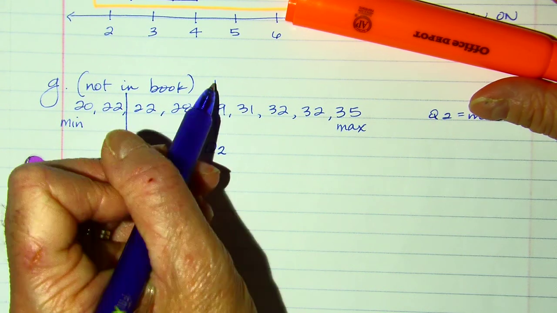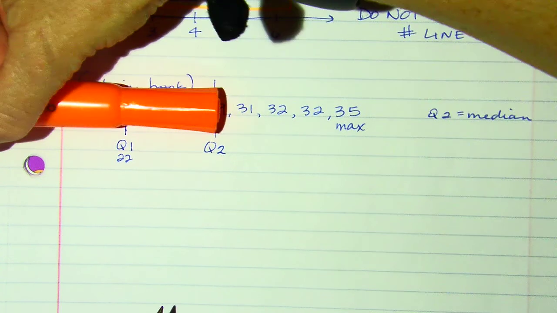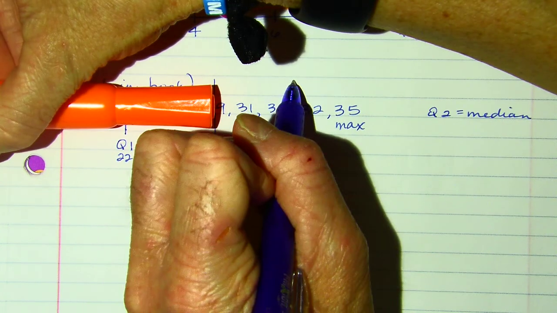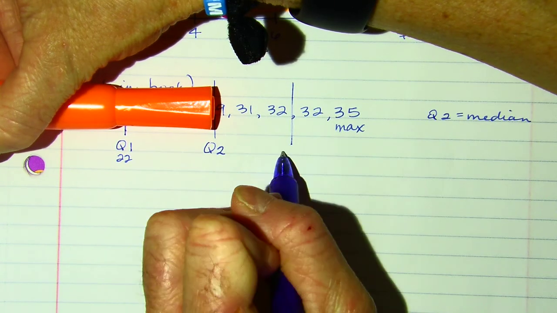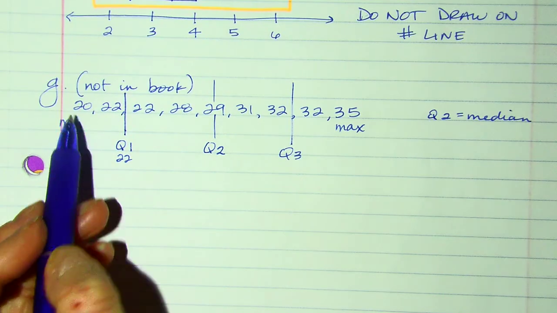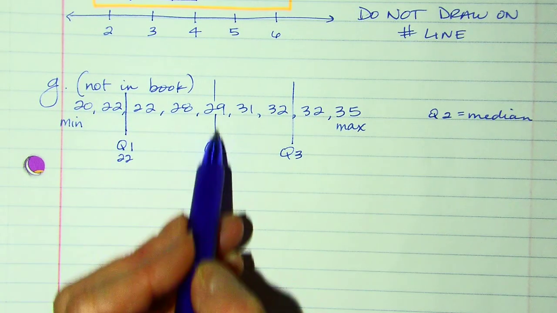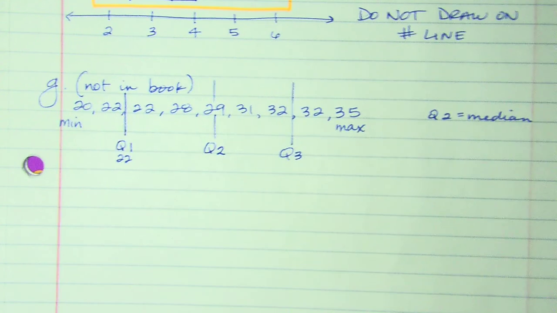Quartile 2 is right at 29. Cover up the bottom. I have 4 numbers, so boom, bar, quartile 3. So notice 2 numbers, bar, 2 numbers, bar, 2 numbers, bar, 2 numbers. Okay?